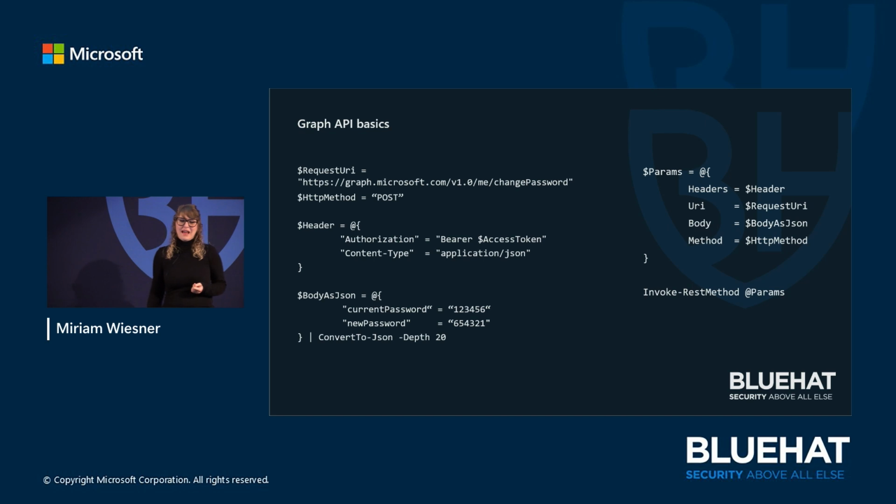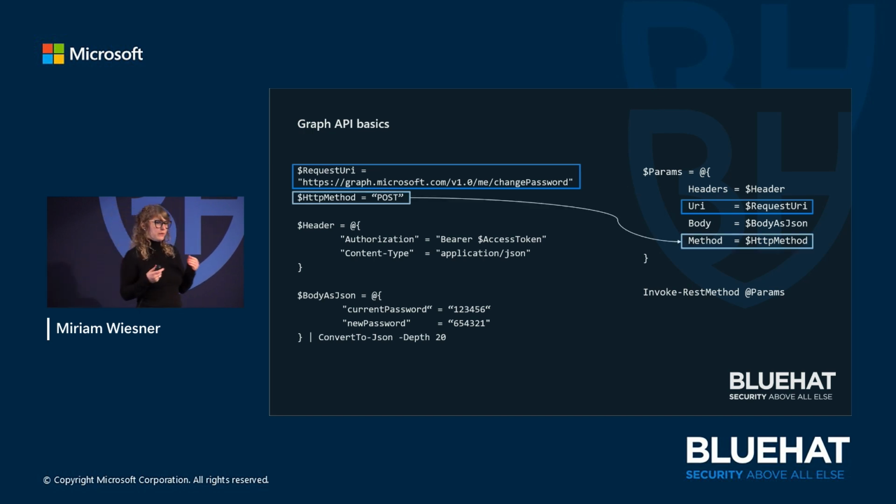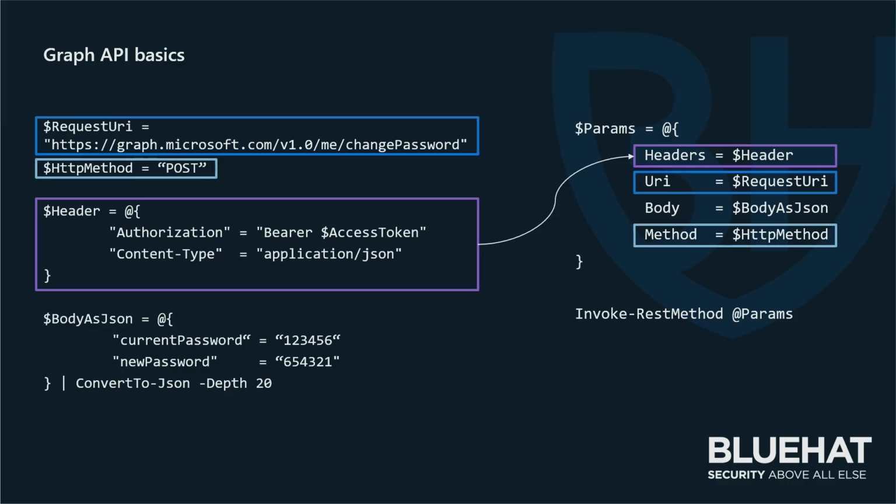Now let's look at an example. Let's say I want to change my own password using the Graph API. First of all, let's specify the URI to do so. Then we say we want to post the information. We need to supply the access token and say that the content type is JSON.